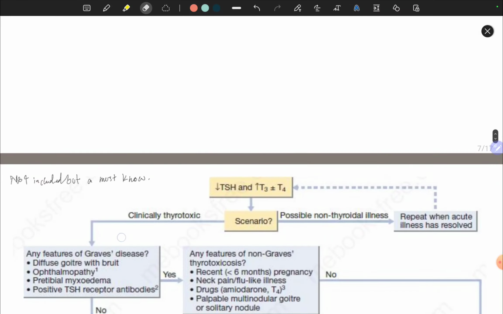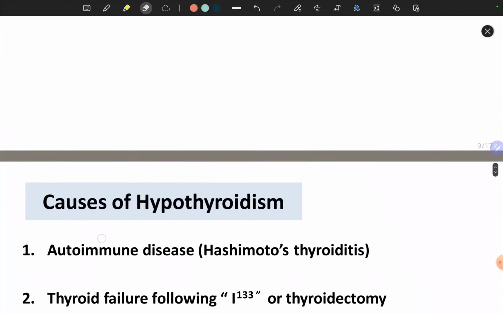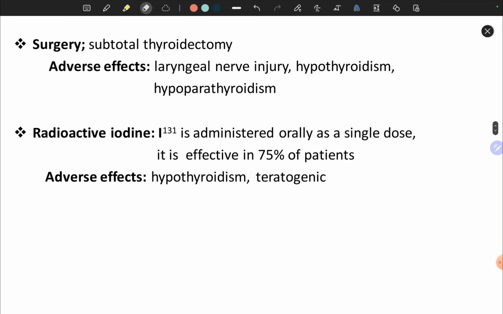Adverse effects of surgery: damage to the surrounding structures, including the recurrent laryngeal nerve, hypothyroidism in the future, and hypoparathyroidism. Why may thyroidectomy cause hypoparathyroidism?